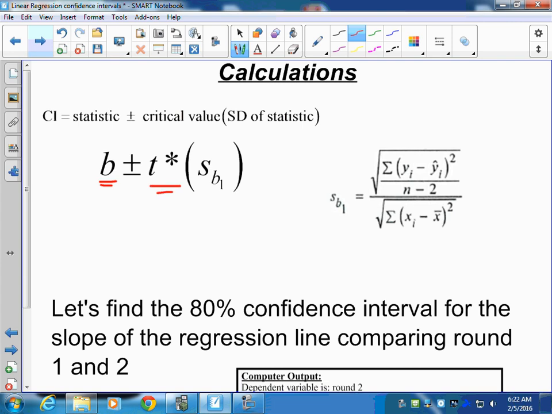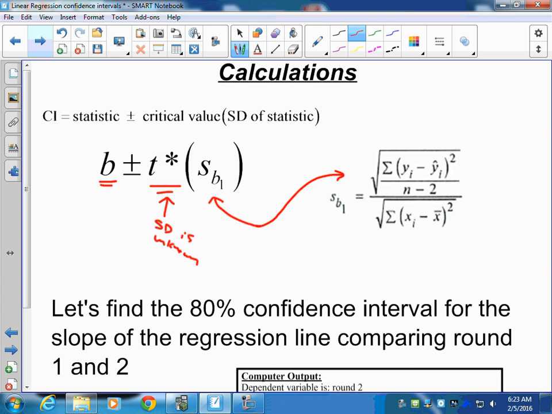Now we're moving back to t. Why are we using a t-value? Because the standard deviation is unknown, and we're using the standard deviation from the sample as the predictor. Now our standard deviation of the statistic, S of B1, is the standard deviation of the slopes. You can see a pretty nasty formula overall by hand.